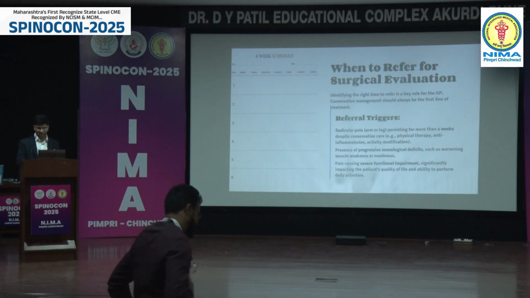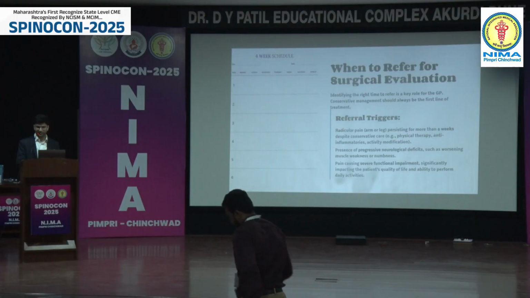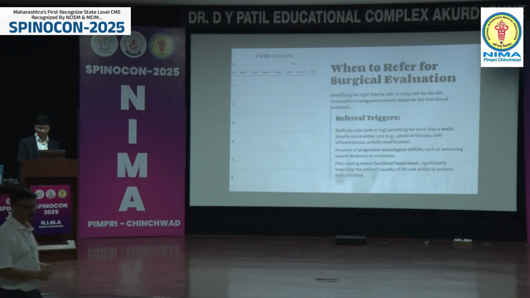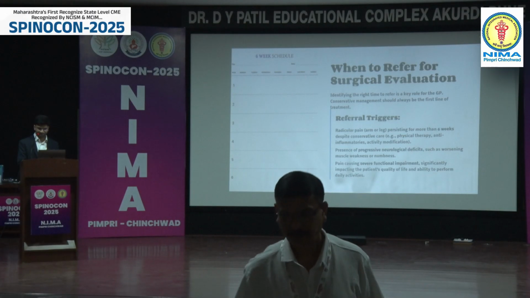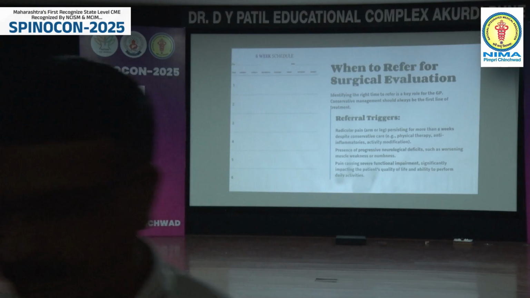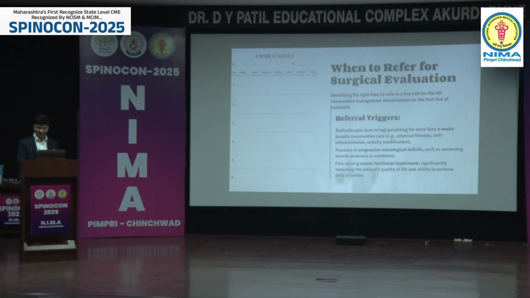Now the important question is when to refer the patient for surgical evaluation. Identifying the right time to refer is the key role for the GP. Conservative management should always be the first line of treatment. Referral indications include radicular pain in the arm or leg persisting more than 6 weeks despite conservative management.